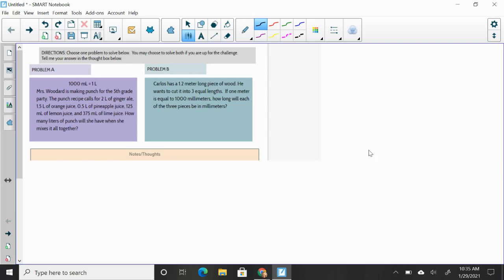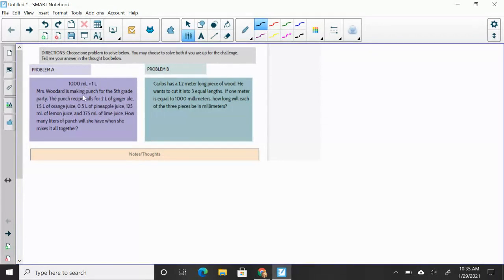Okay, so for the Figure It Out Friday questions, I am going to go over both problem A and problem B. And we are going to start with problem A right here in the purple box. So at the top it says 1,000 milliliters equals 1 liter, which is going to be important.